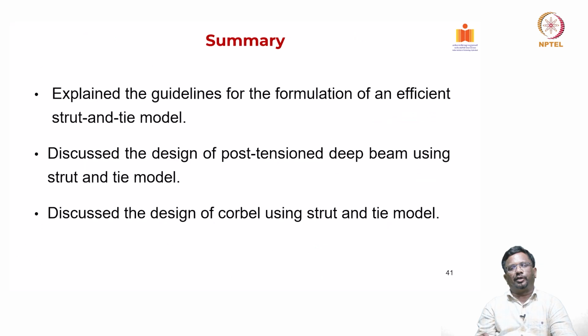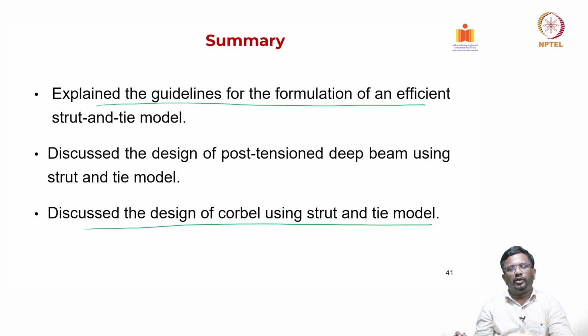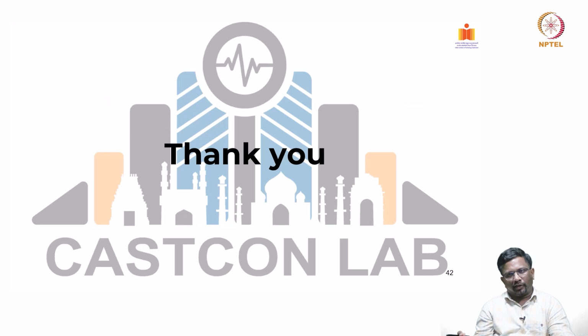Okay. So, let us summarize what we have discussed today. We have explained clearly the step-by-step procedure and guidelines for how to formulate an efficient strut and tie model, and we discussed a very important example of design of a post-tension deep beam. We also discussed when you call a beam a deep beam. We looked at the significance of a/d ratio and L/h ratios, and finally we also discussed one design of a corbel using the strut and tie model. So, with that we are completing the strut and tie model.